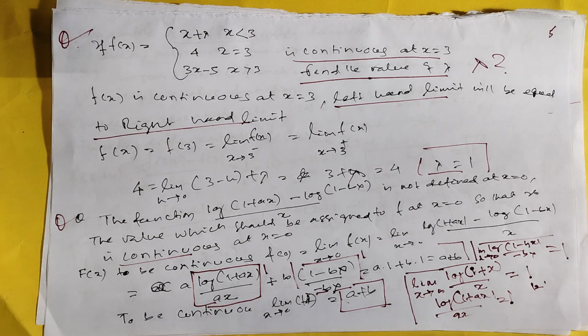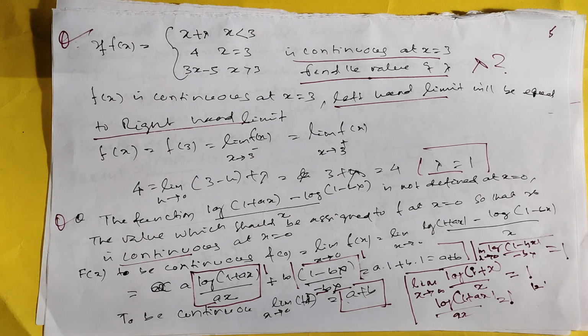The function log(1 plus ax) and function 1 by x is not defined at x is equal to 0. What value should be assigned to the function at x is equal to 0 so that it is continuous at x is equal to 0? F of x is to be continuous when f of 0 is equal to limit f of x. So you calculate the limit as x tends to 0 of log(1 plus ax) minus log(1 minus bx) divided by x. Automatically, to be continuous, it comes a plus b. That means a plus b should be assigned.